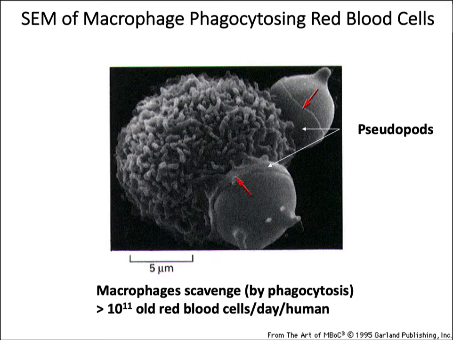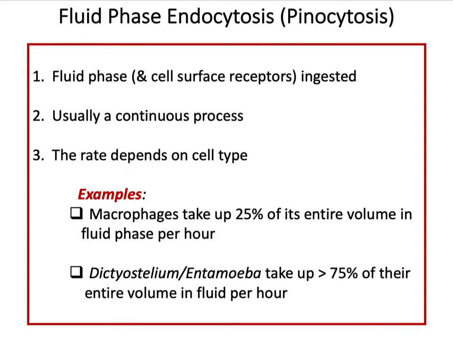So here is a scanning micrograph of a macrophage that is phagocytosing some red blood cells that are actually spent or old red blood cells. These red arrows are pointing towards the membrane of the macrophage that is reaching out and reaching around the red blood cell. Macrophages can scavenge by phagocytosis 10 to the power 11 old red blood cells per day in each of us. This is a really important function for the macrophages to recycle the red blood cells.